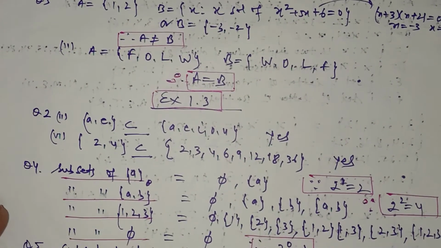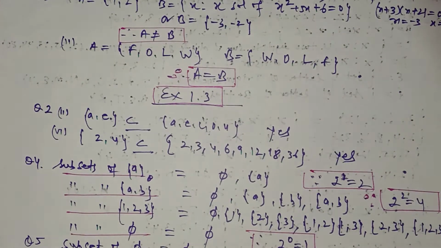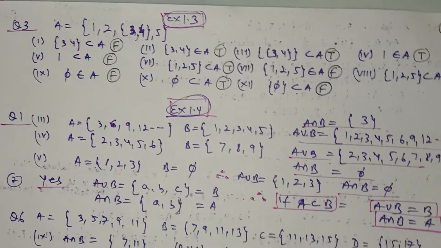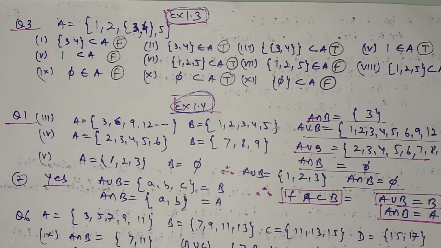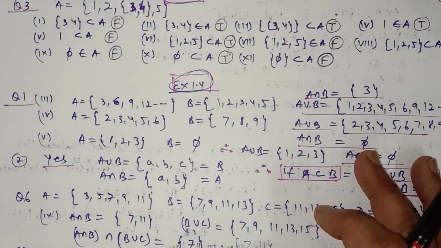So this is exercise 1.3. Mostly they are very short questions and you can solve them orally. In exercise 1.3 also, it is a short exercise in which you have to find whether the given set is a subset or not. Now in exercise 1.4 you have to find the union of the given sets.